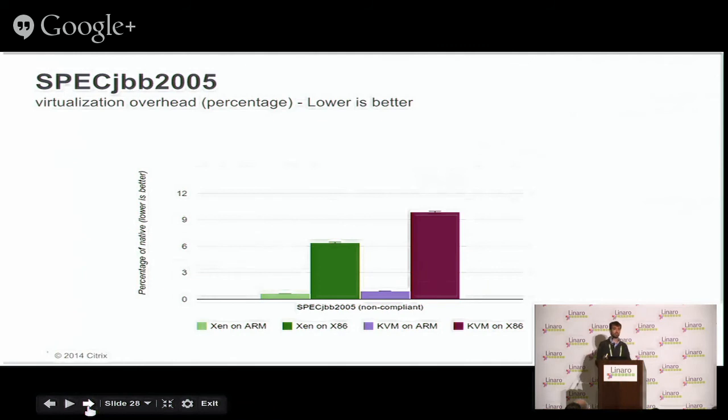And finally, SPECjbb. This result is a bit surprising. As you can see, Xen on ARM still has a lower overhead than KVM on ARM, and Xen on x86 has a lower overhead than KVM on x86. But the difference between the two architectures is really high, and honestly, it's higher than I was expecting. I ran this benchmark more than once, but these are the numbers.